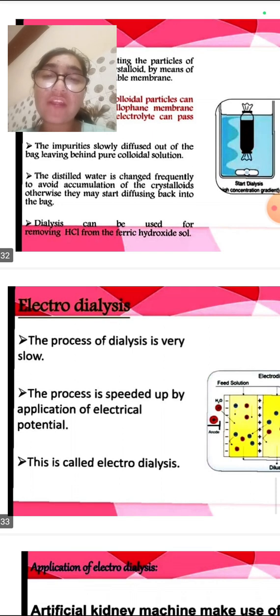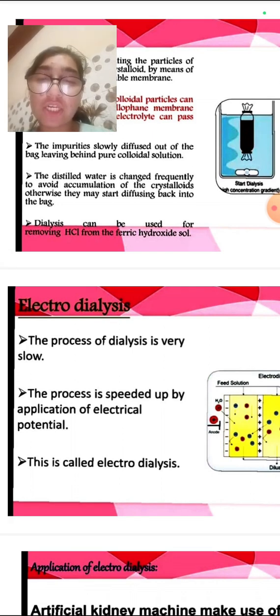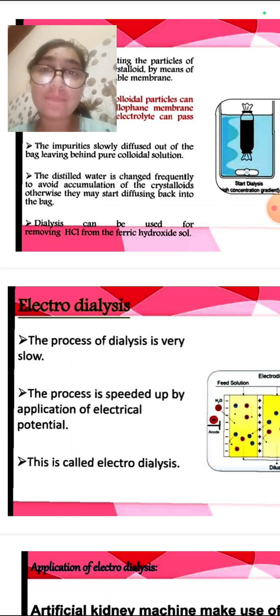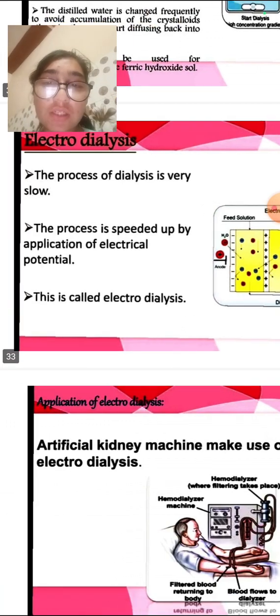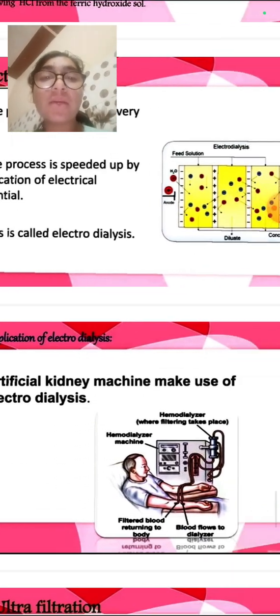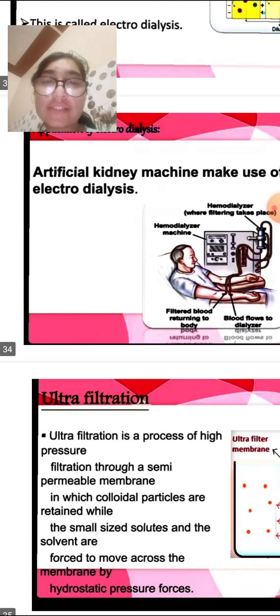Electrodialysis. The process of dialysis is very slow. The process is speeded up by the application of electrical potential. This is called electrodialysis. Now the application of electrodialysis. Artificial kidney machine makes use of electrodialysis.